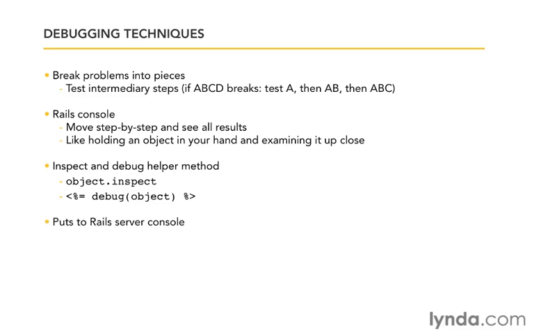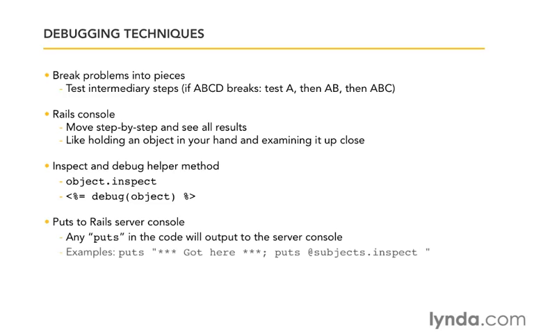Another great way to expose what's going on inside your code is to use puts in the code, and that will output whatever you put to the server console. That's where it'll show up. It won't show up in the view. It shows up in the server console. So for example, we could say puts "got here", and that'll let us know that we got to a certain point in our code. Or we can actually do that inspection. puts @subjects.inspect will show us what subjects looks like in our console and not inside our view.